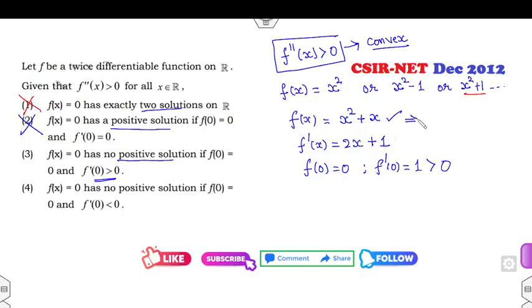Fine. Then it has no positive solution. You can see, can you find the solution? The roots are 0 and minus 1. It has no positive solution. But this is the one counter example. We can't correct the option.